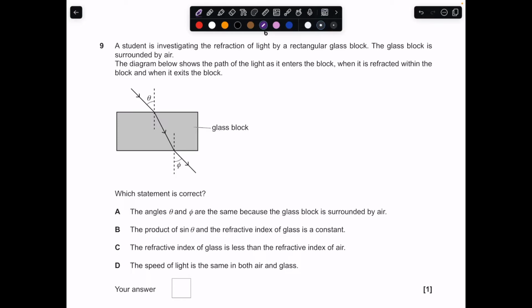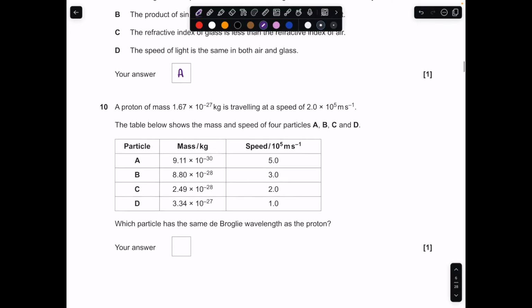The angle theta and phi are the same because the glass block is surrounded by air. Yes, that's right. Why? Because air has the same refractive index on both sides. It's air, the refractive index is 1. So that's why those two rays here and here will be parallel to one another. In fact, this angle of refraction right here would also be equal to this angle of incidence right here. Anyway, let's move on to our next question.